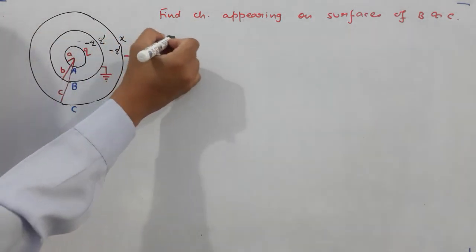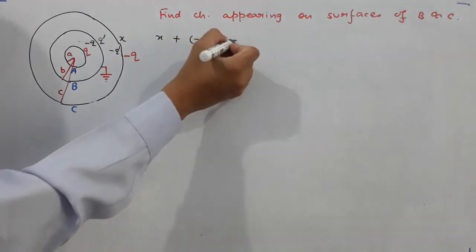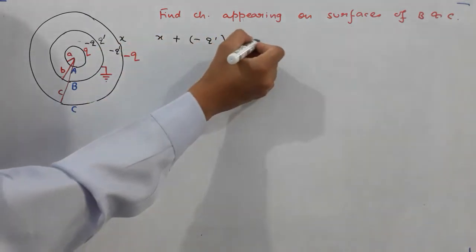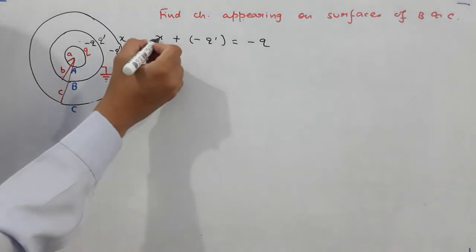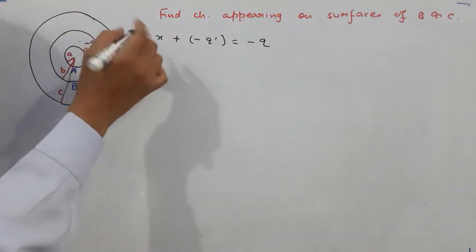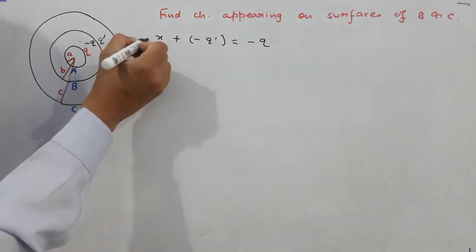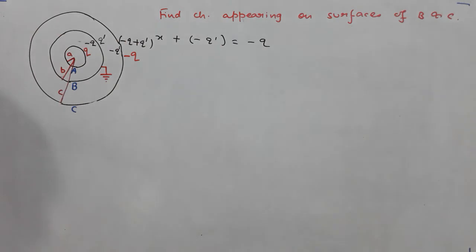Then we can write X plus this one, that is minus Q dash, must be equal to how much? Total charge, that is minus Q. And this will give you X is equal to how much? Minus Q plus Q dash. So X will be minus Q plus Q dash. So this is our charge distribution. Now we have to find the value of Q dash. That is the only unknown in this particular question because Q is given.